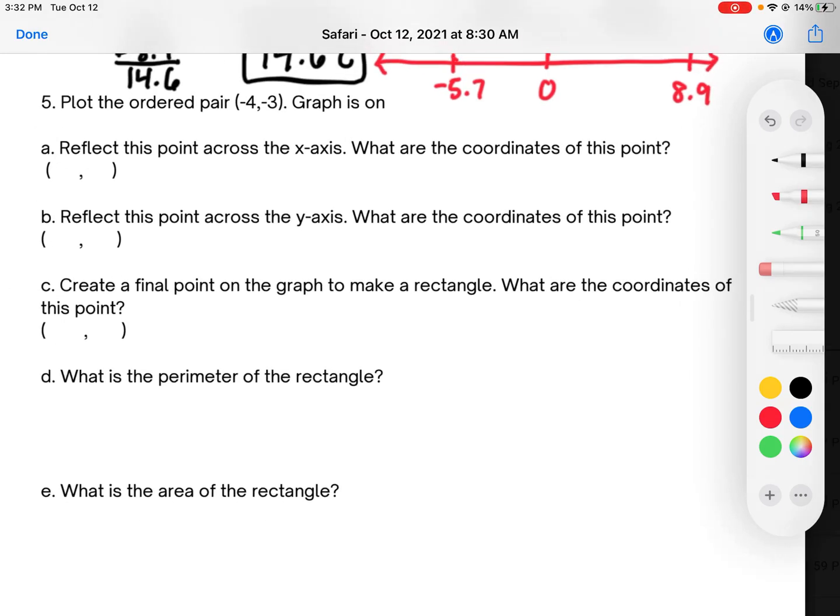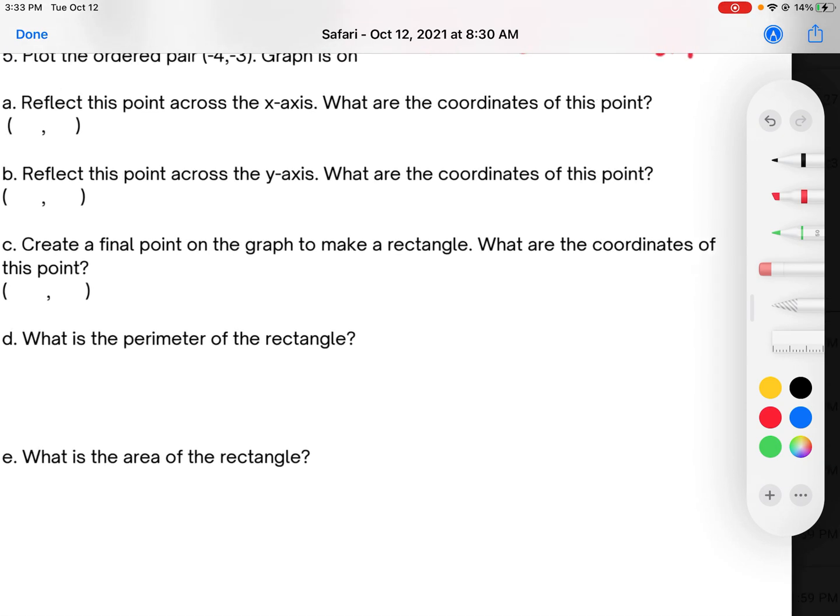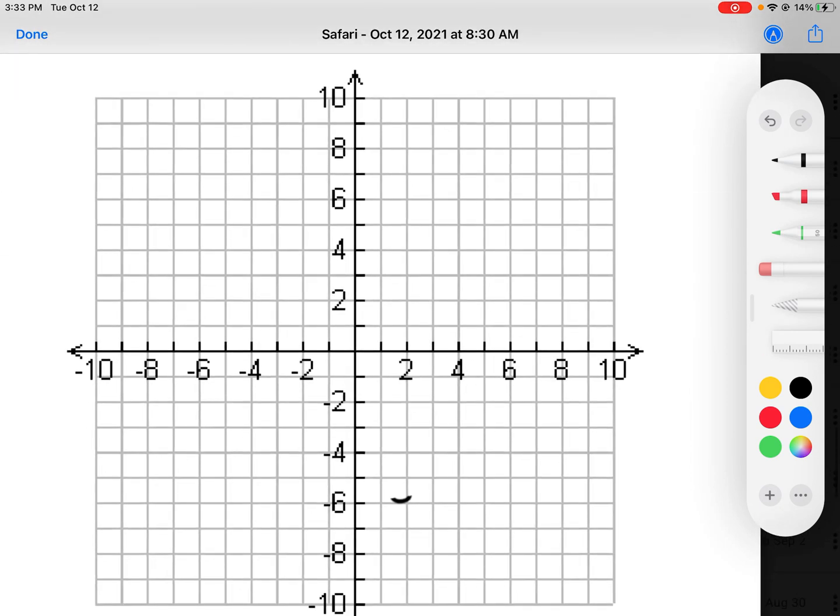All right, let's complete the final one in the practice test, which is number 5. This says plot the ordered pair -4, -3. The graph is on the back. So we're going to scroll down here. We're going to plot that point -4, -3.